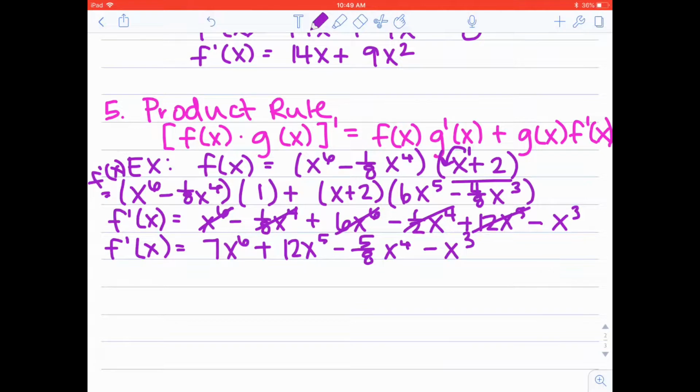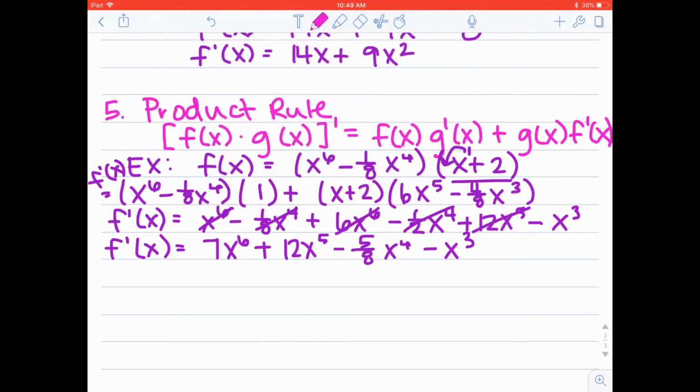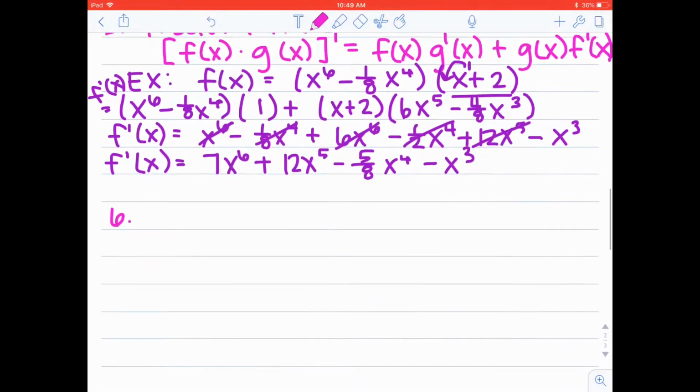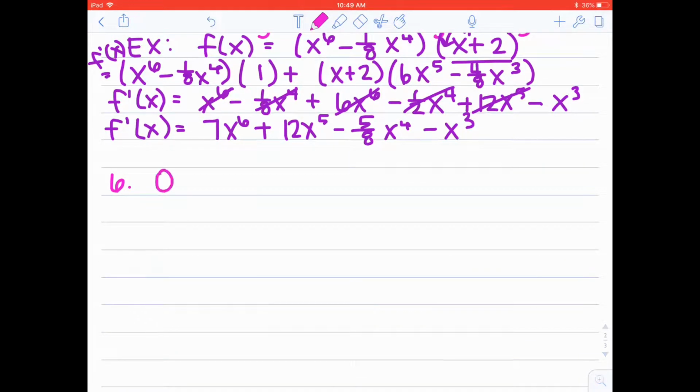Alright, so that's the product rule. Basically, you just have to remember the first times the derivative of the second plus the second times the derivative of the first. Alright, the sixth rule. The sixth rule is called the quotient rule.